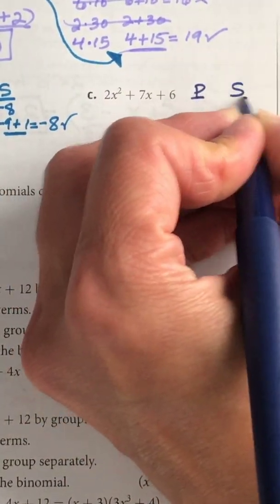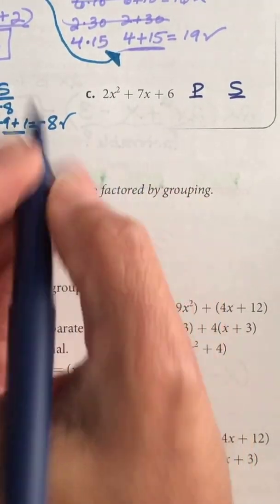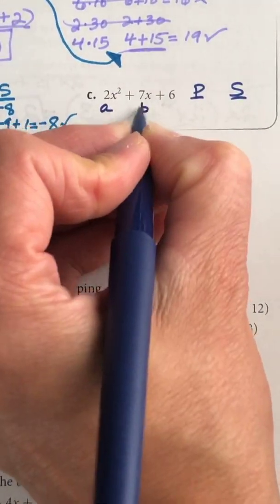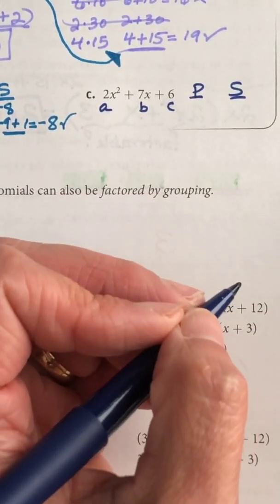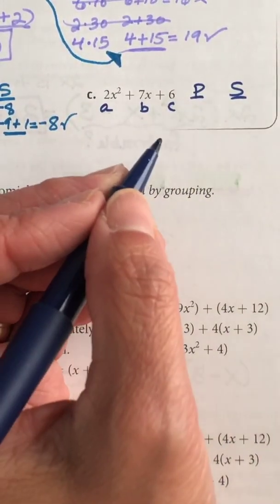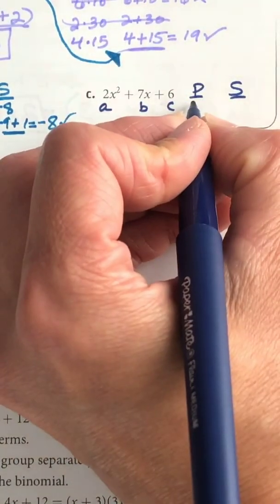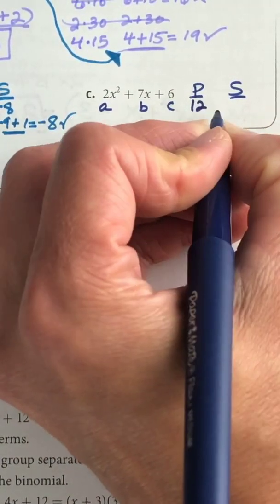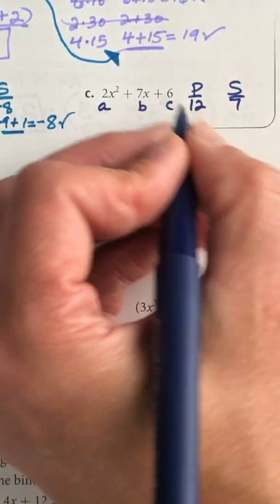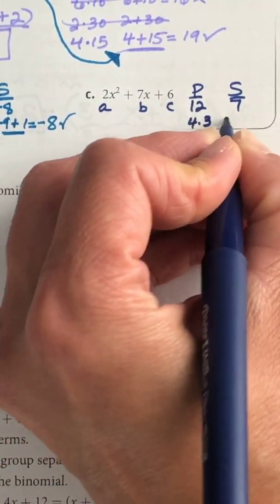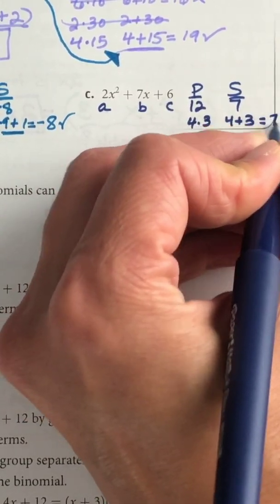Product sum. It's a hard trinomial because the leading coefficient is a 2. It's bigger than 1. They're my ABCs. It helps when you label the ABCs. If you don't need to, you don't have to, but it is nice when you know them. A times C is 12. B is 7. Let's see, I have 6 times 2 or 4 times 3. It's got to be 4 times 3 because 4 plus 3 is 7. These are the droids I'm looking for.